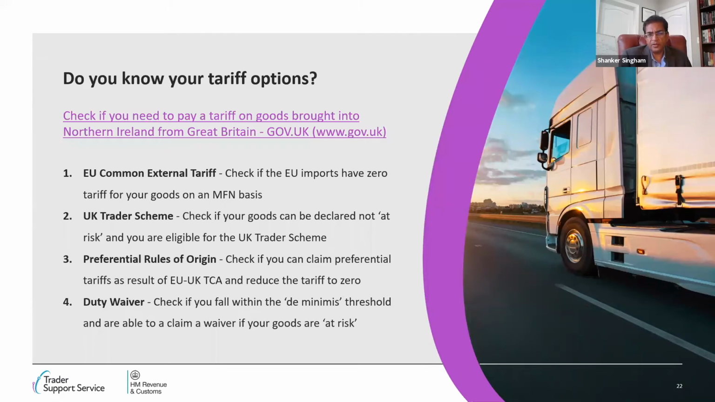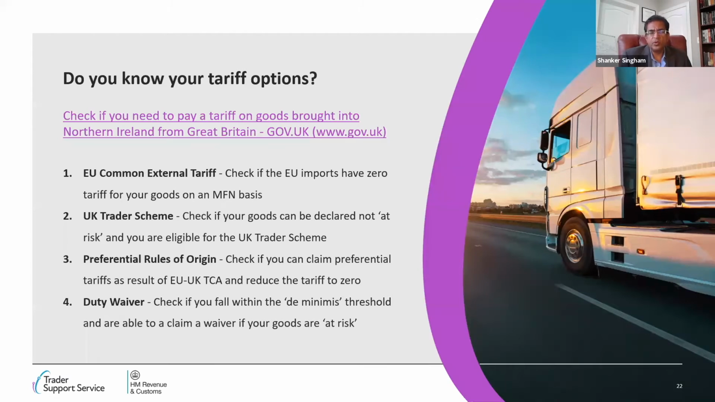If you can't be on the UK trader scheme, then you move on to the third check, which is, can I claim a preference under the EU-UK TCA? And if I can, then certainly that's what you would be doing when you fill in the forms on the TSS. If you can't and you have to pay a duty because, for example, you don't satisfy the rules of origin, and we'll go into that in a second, then you can claim the waiver, which is the de minimis threshold.